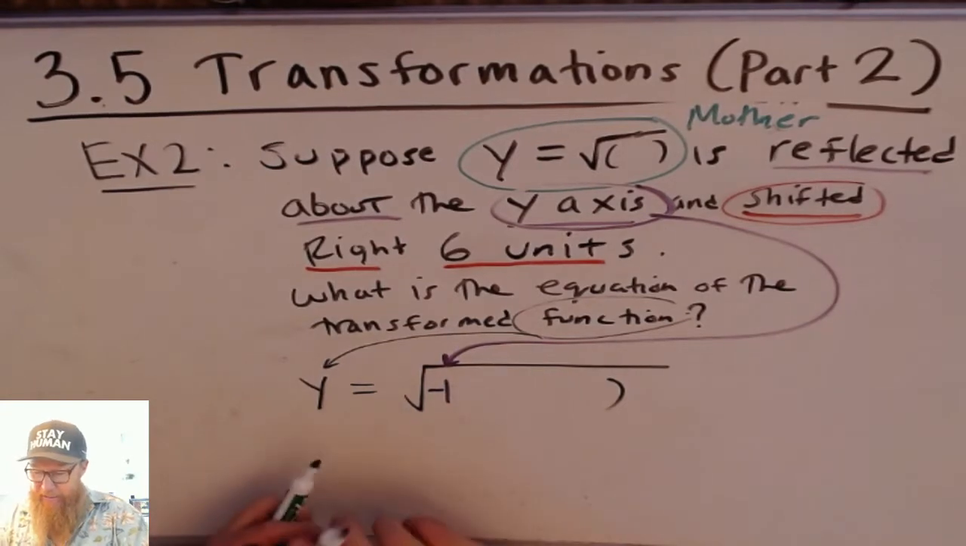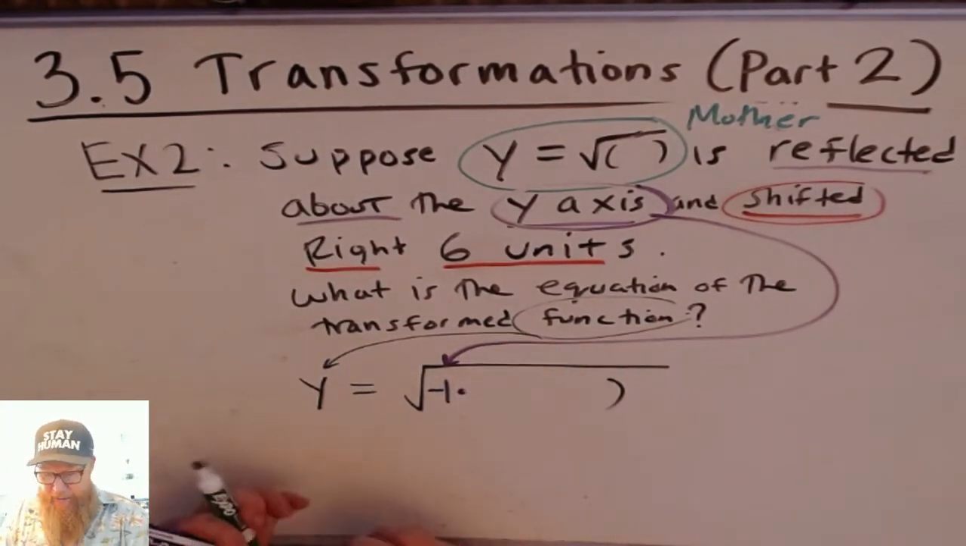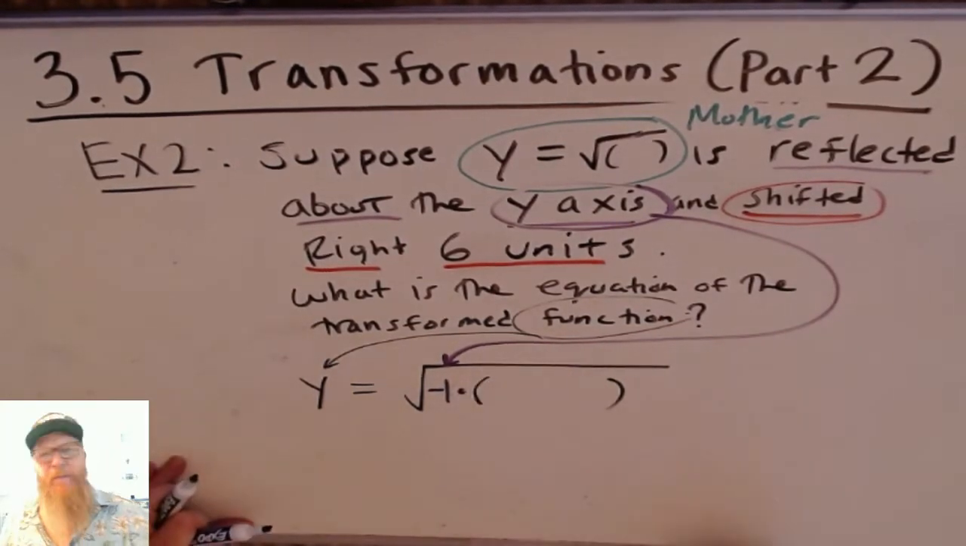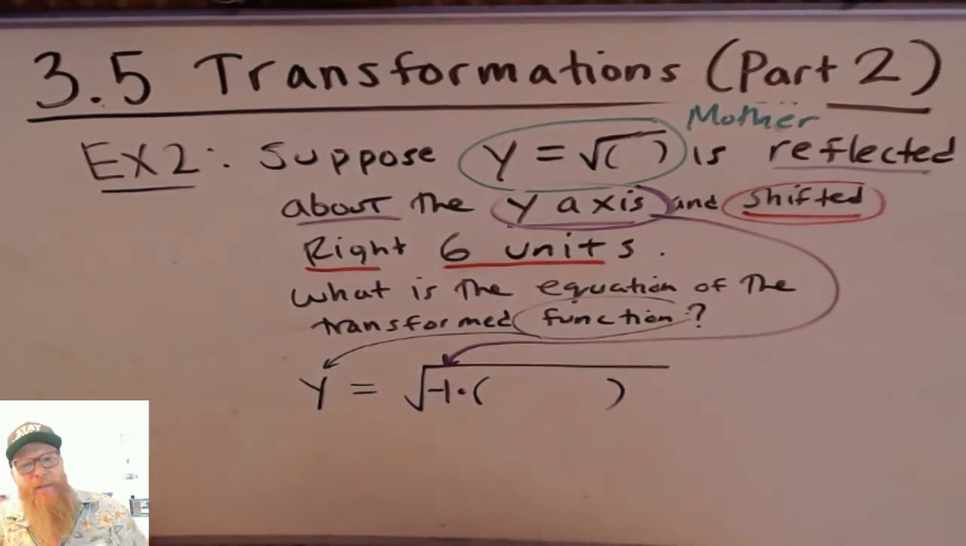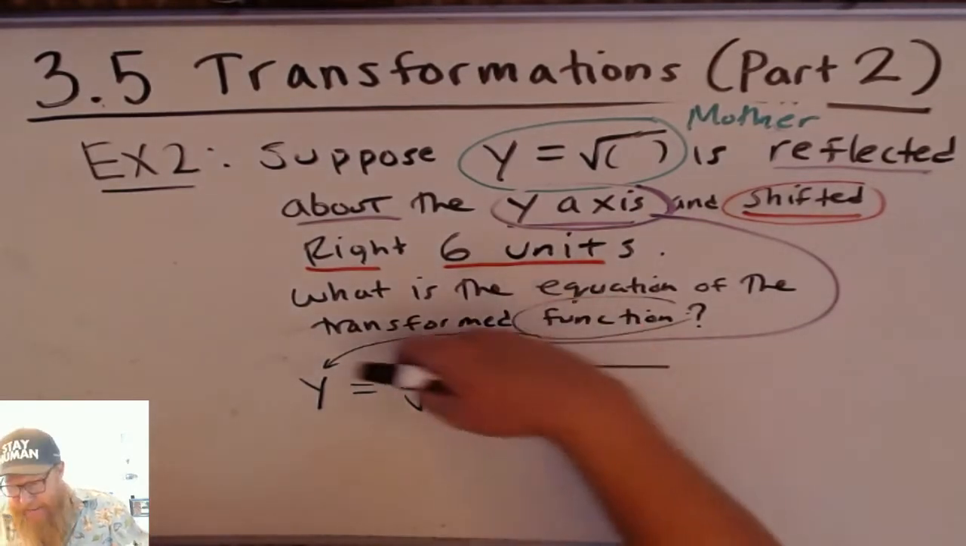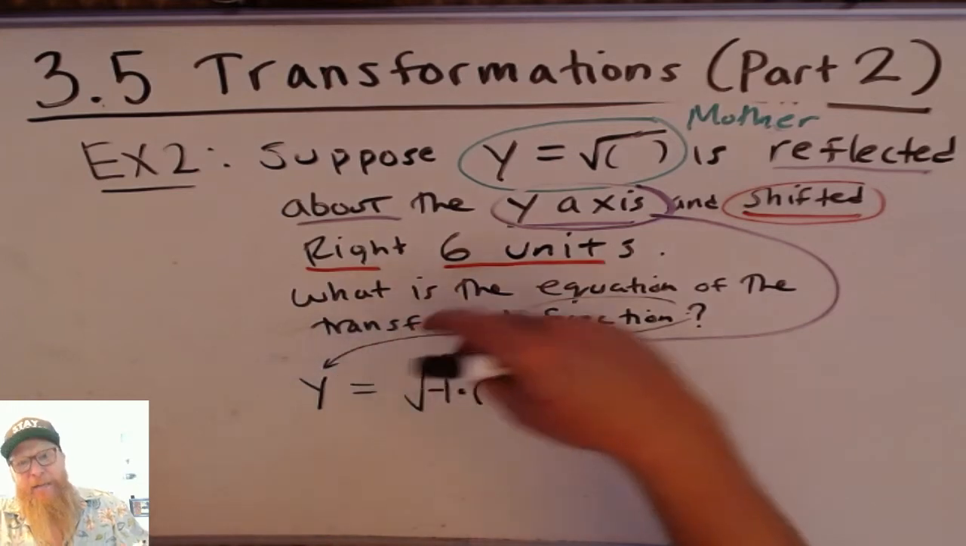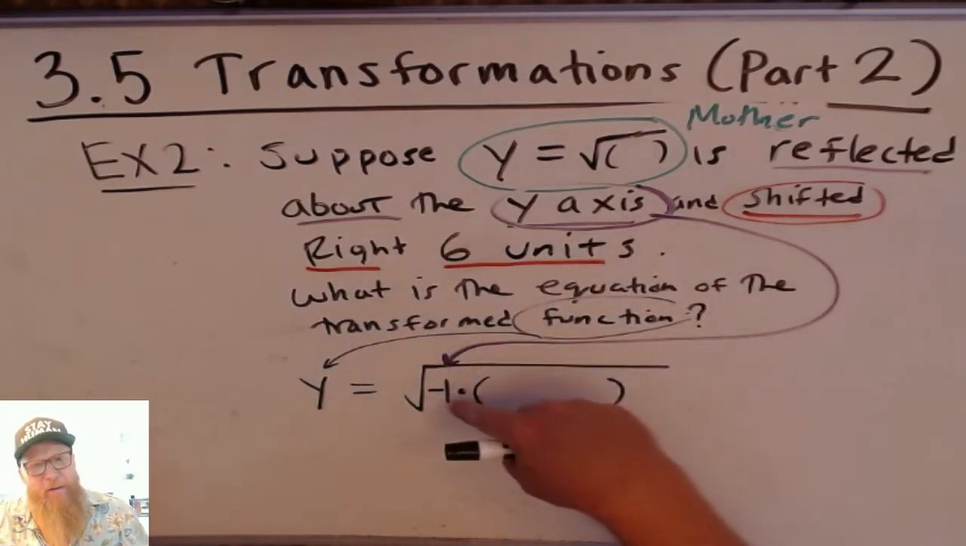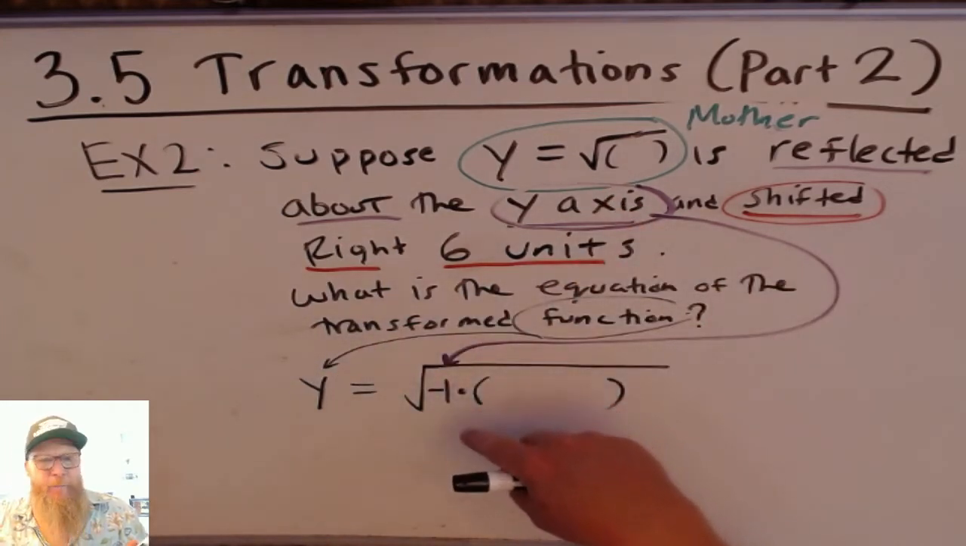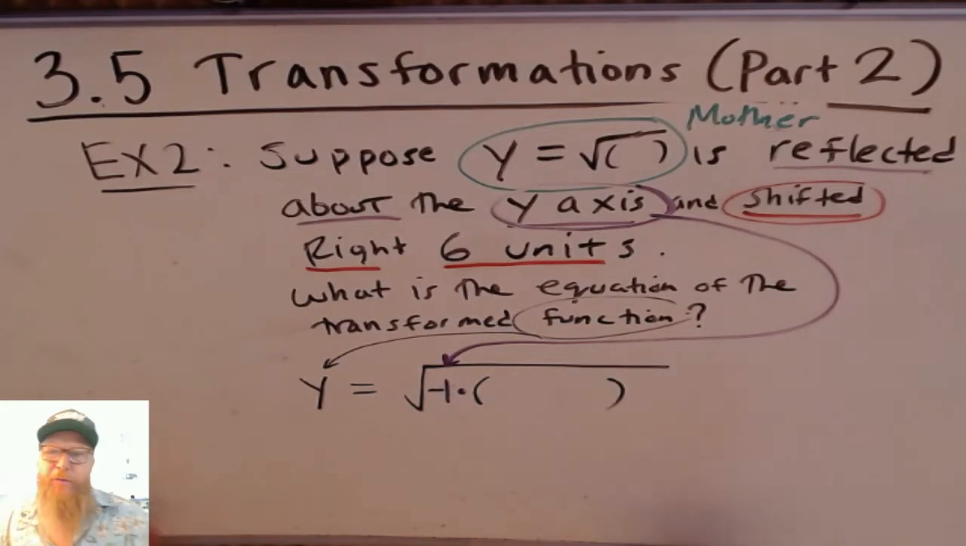You don't really need the dot, but I'm going to do it anyway. That's the main thing you want to memorize. If it's x-axis, you multiply outside. If it's y-axis, you multiply inside. And if it's both, you do both.